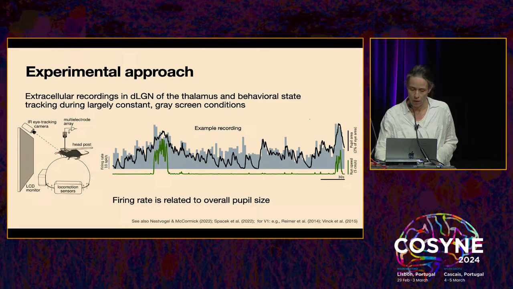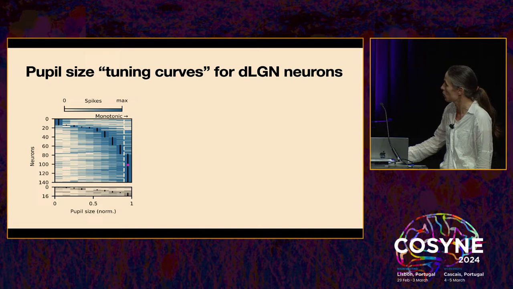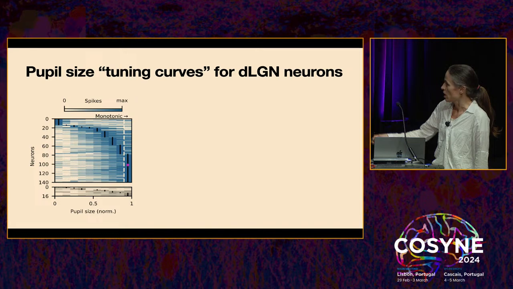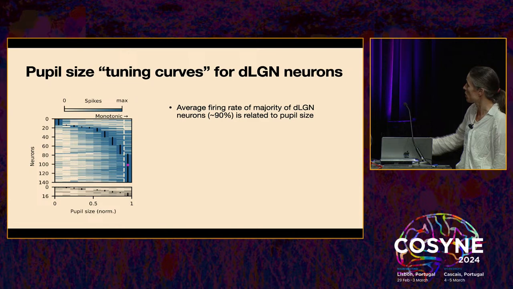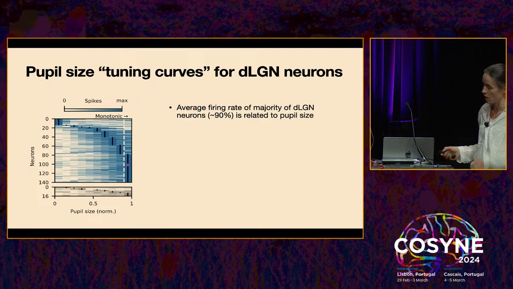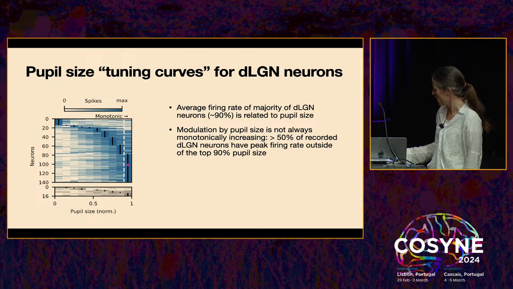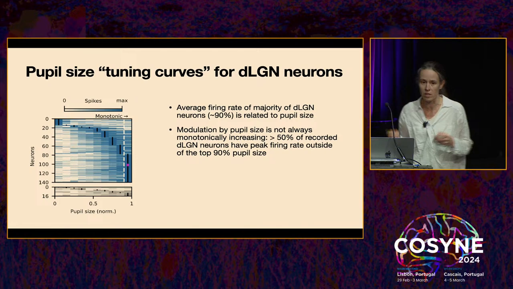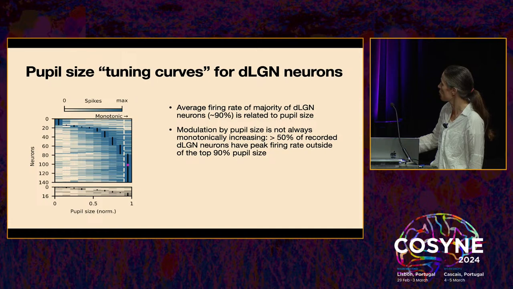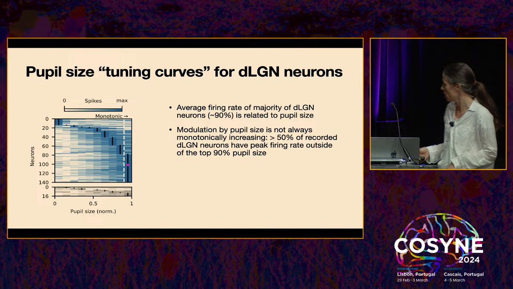When we construct pupil size tuning curves for LGN neurons, this looks like here. We have all the neurons that we recorded on the y-axis, the pupil size on the x-axis, and in color the firing rate of the neuron. You can see that many neurons in LGN, more specifically 90% of neurons, are actually modulated by the size of the pupil. Not all of them are modulated in the way I showed with the example neuron located here. Not everybody is increasing its firing rate with increasing pupil size, so this modulation is not always monotonically increasing. But slightly more than half of the population of recorded neurons have their peak firing rate outside of the top 90% pupil size.